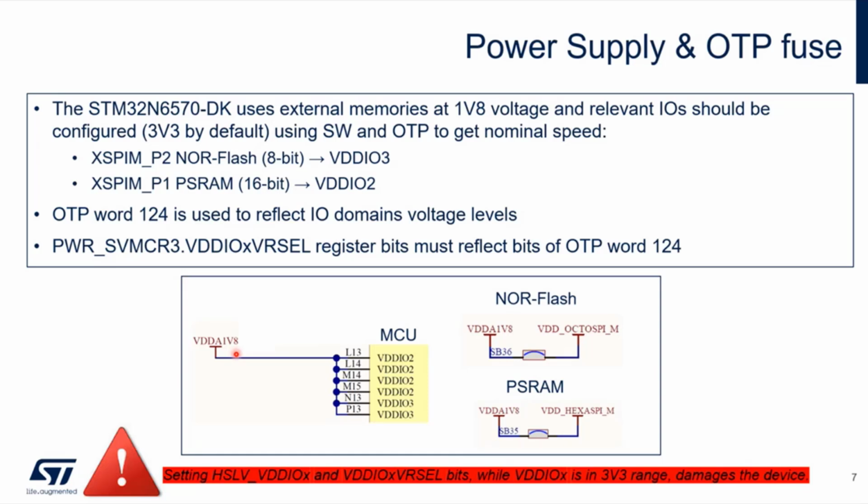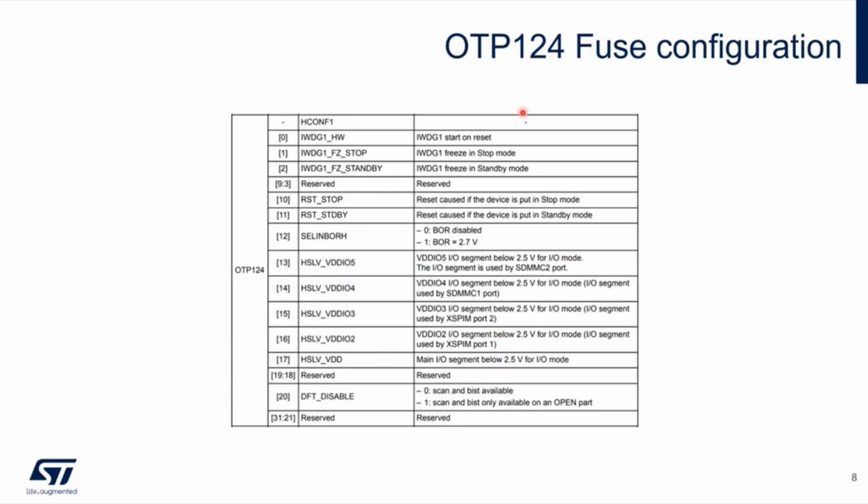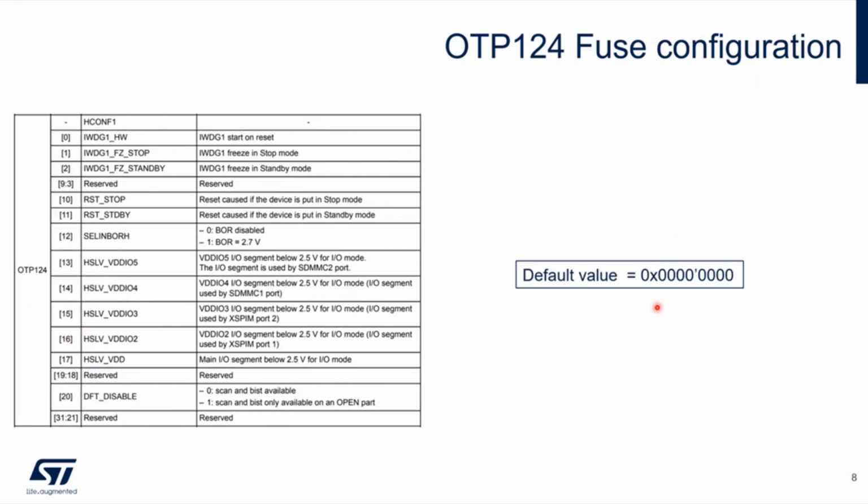So we need to configure the relevant OTP bits. This is the OTP word 124. In this OTP word, we have an option to configure the secondary power supply domain range, in particular VDDIO2 and VDDIO3. Default value of this word is 0.